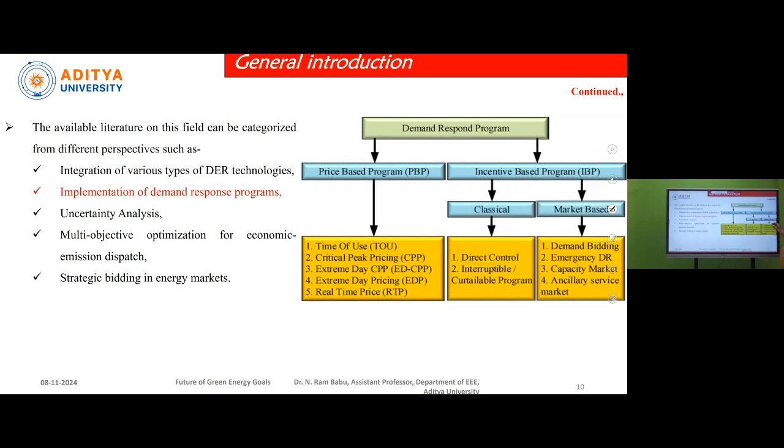And the next one is market based. In market based, the first one is demand bidding. That means several companies will be there, as I have told earlier, the generation companies and distribution companies, any number of them. For example, in Andhra Pradesh, we have AP Transco, AP Disco, and AP Genco, whereas in Telangana, TS Transco, TS Disco, and TS Genco. That means transmission company, distribution company, and generation company. Let us have a distribution company D1, another distribution company D2, and another D3. Let us take time also here.